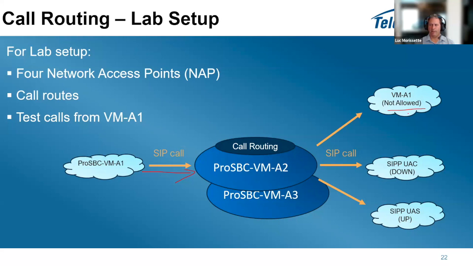Calls here on VMA1 are not allowed. This one is completely down. So I have a network that is not accessible. And this one will answer all calls that is being sent to them. So I'll show you the test call function for this. So let me move on to the demonstration.